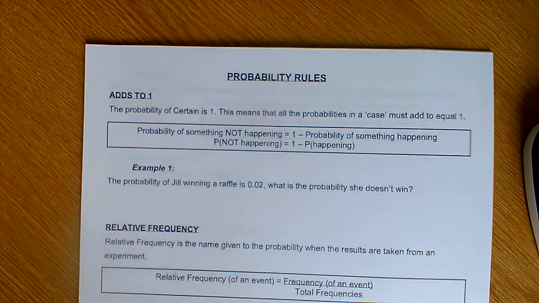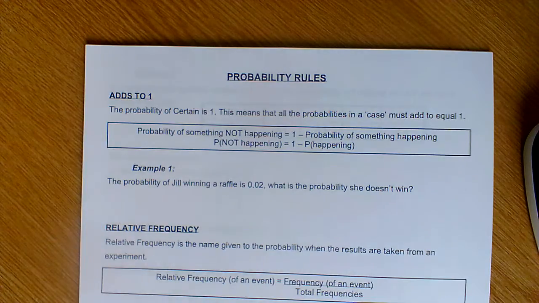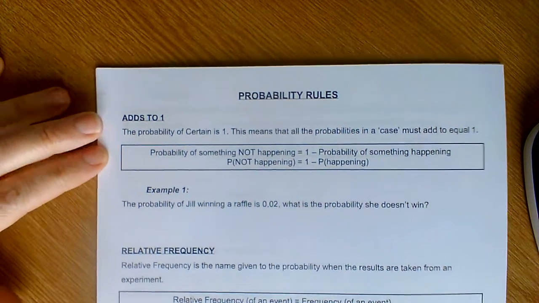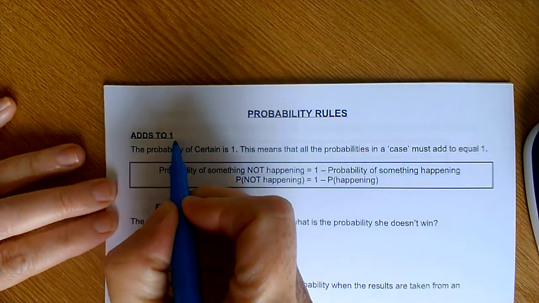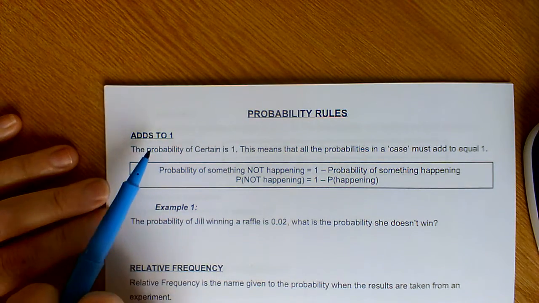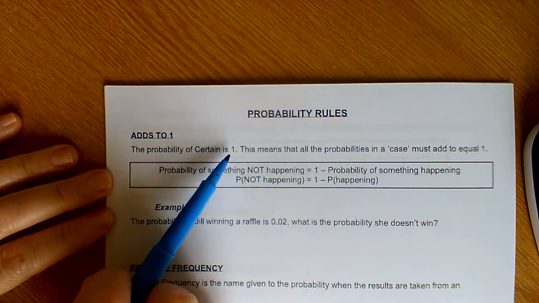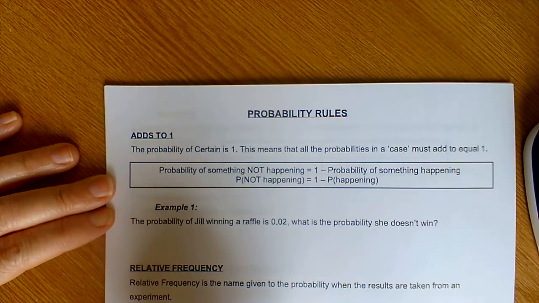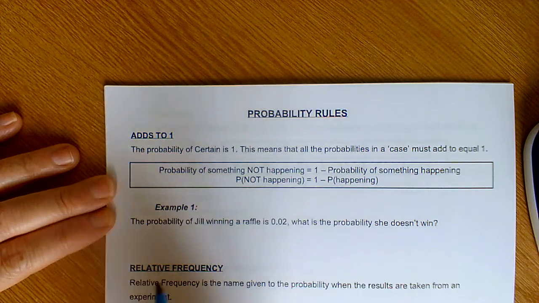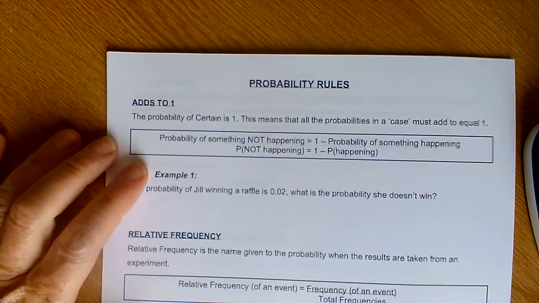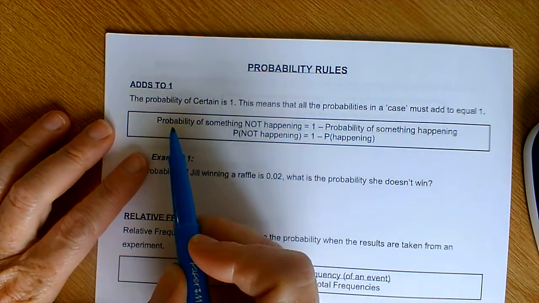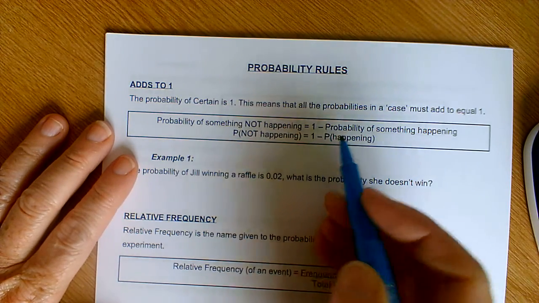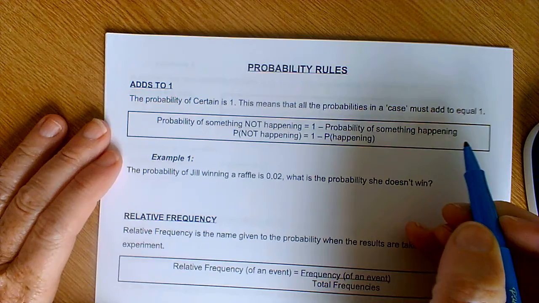Probability rules. The main rule that you will be asked over and over is that probability adds up to 1. We know that the probability of a certain event is 1, which means that all probabilities in a case must add to equal 1. Therefore, the probability of something not happening is 1 take away the probability of something happening.